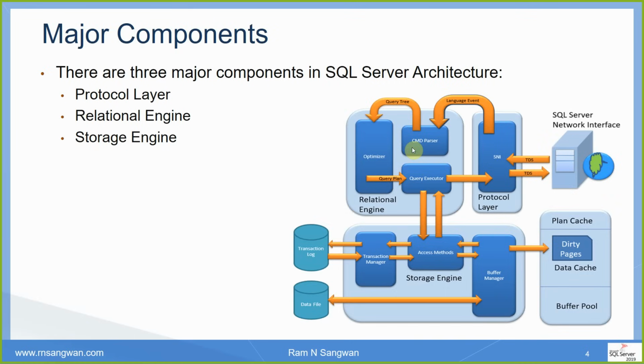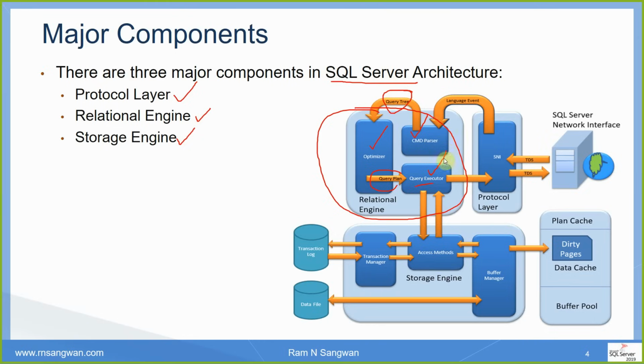Basic thing. Major components. There are three major components in SQL Server architecture: protocol layer, relational engine, and storage engine. So this is a relational engine where we have the CMD parser, optimizer, and query executor, where we have the query tree generated and the query plan sent to the query executor.